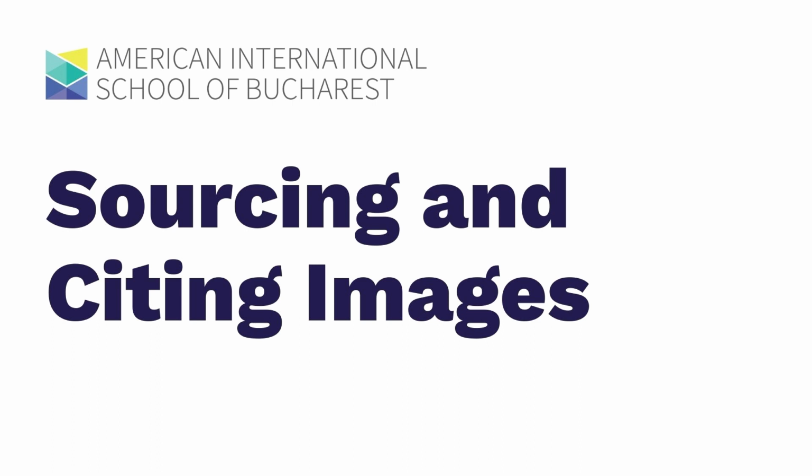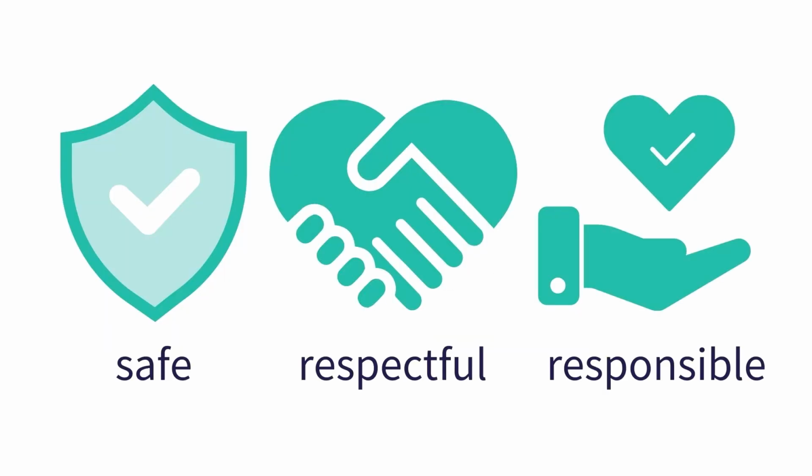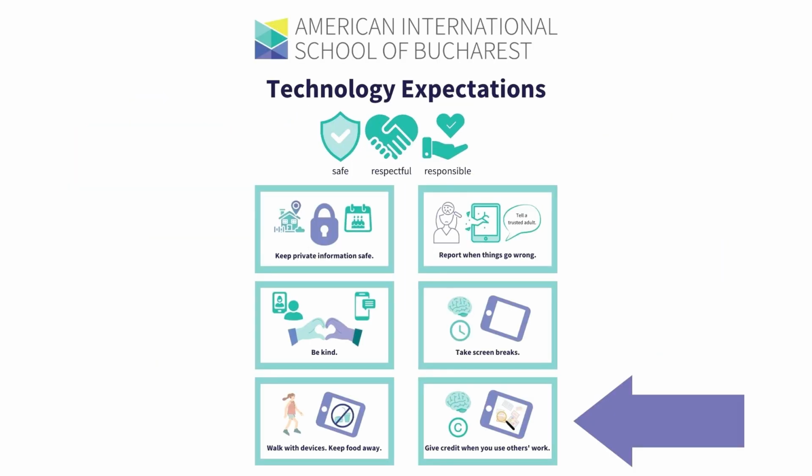In this video, we're going to delve into how we source and cite any images that we use in our schoolwork. Maybe it's a presentation, a video, or if you are in grade 5, on your blog. At AISB, we are safe, respectful, and responsible when working with technology. One of the ways we can show this is by carefully sourcing the images we use and giving credit to the people who make them.